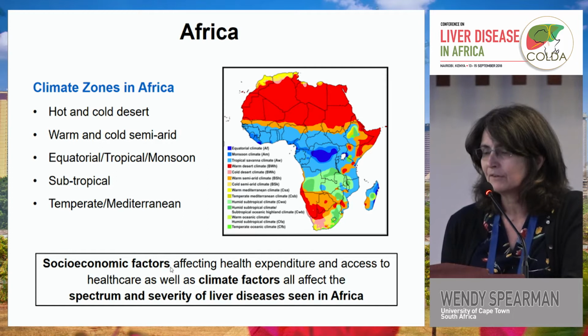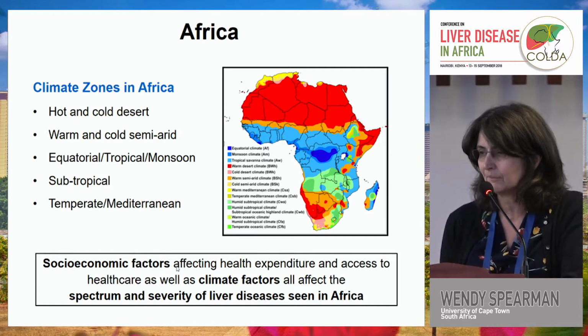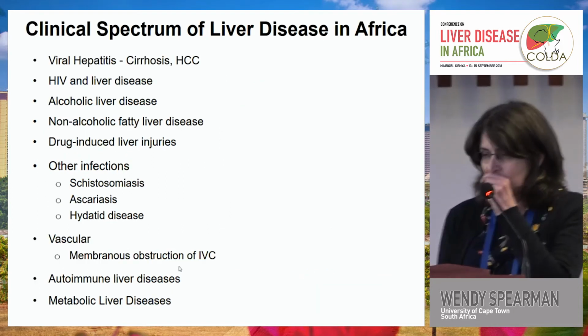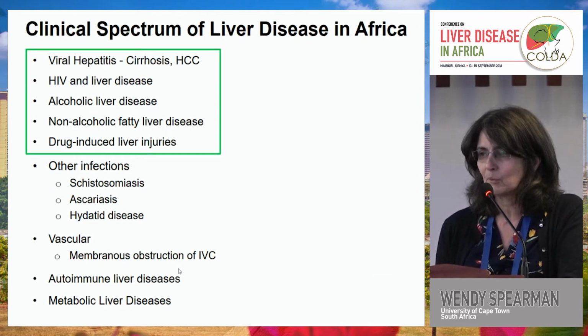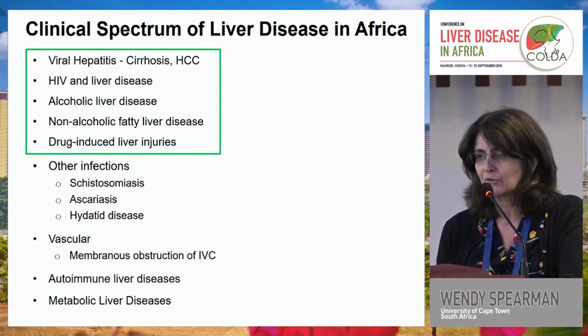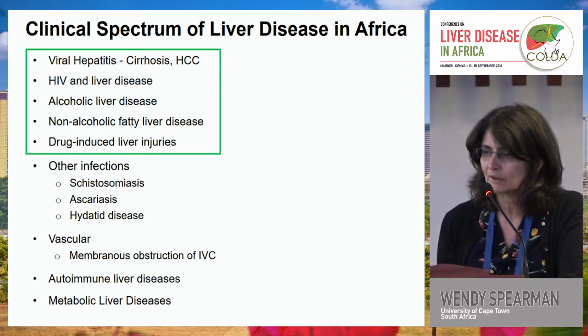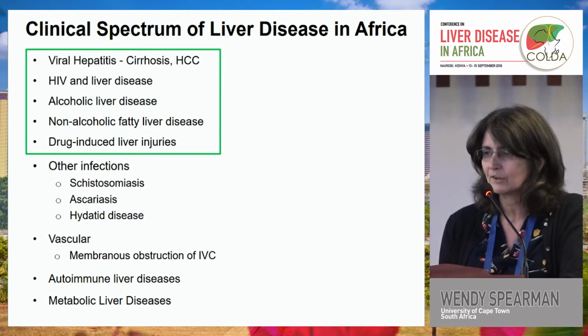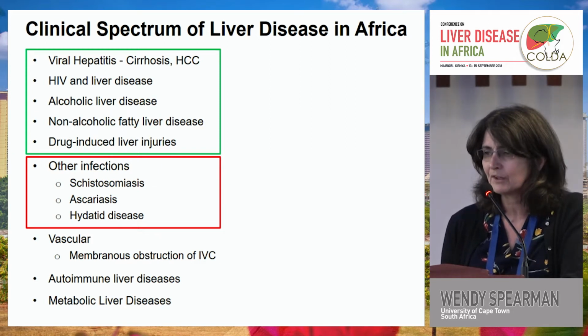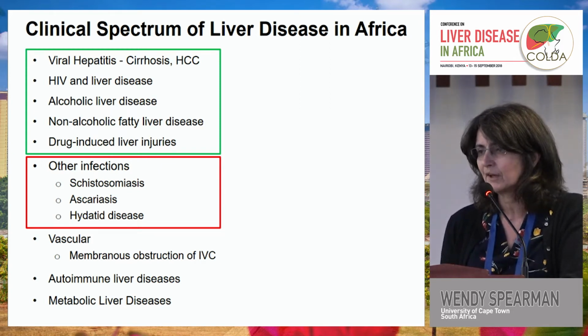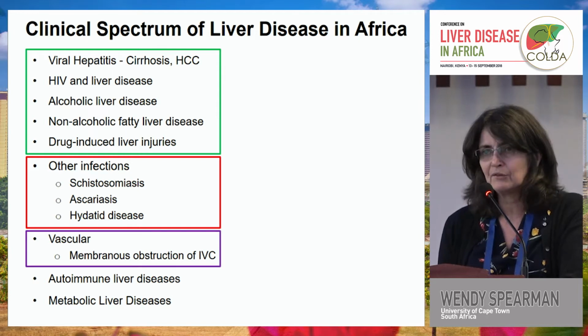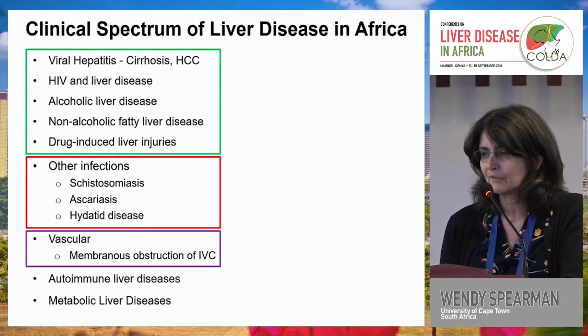So socioeconomic factors affecting health expenditure and access to healthcare, as well as climatic factors, all affect the spectrum and severity of liver disease that is seen in Africa. If we look at the spectrum of disease, the well-known entities of viral hepatitis, HIV and liver disease, alcoholic liver disease, NAFLD, and drug-induced liver injuries are all seen, but there are some interesting factors associated with all of these etiologies. We do see a propensity of infections such as schistosomiasis, ascariasis, and hydatid, and then we have this interesting entity of membranous obstruction of the IVC.